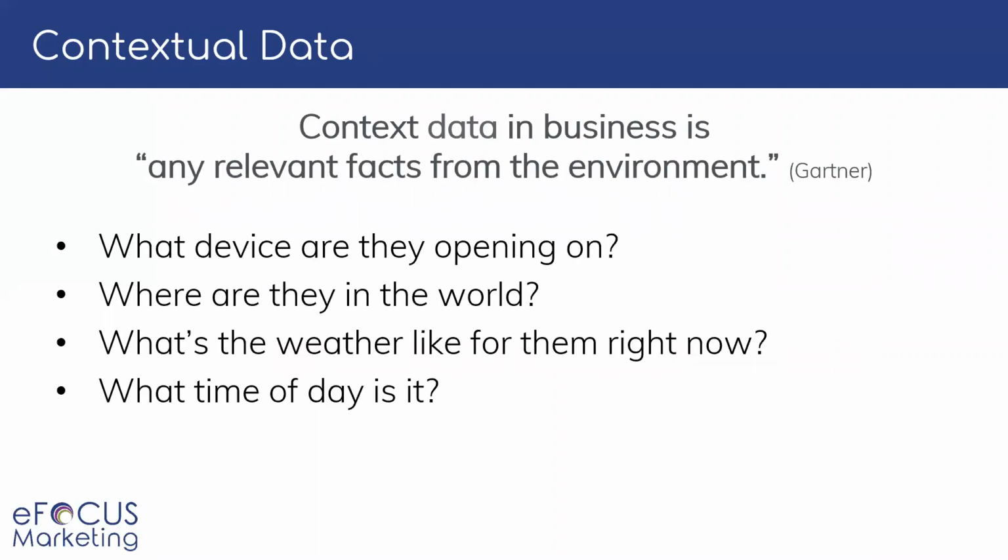Then as we move up another level, you've got your contextual data. So this includes information about what's happening right now for the subscribers. So where are they geographically? What device are they opening on? What's the current time of day? What's the weather like for them right now? And real-time content is going to allow you to change sections of your email based on those pieces of contextual data at the moment that the subscriber opens the email.